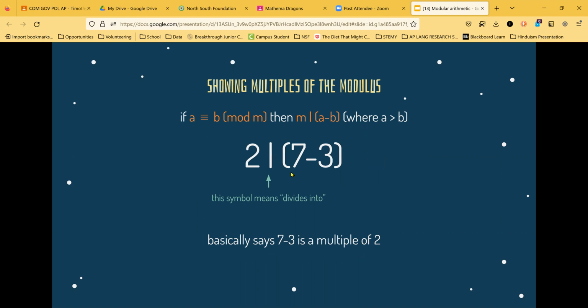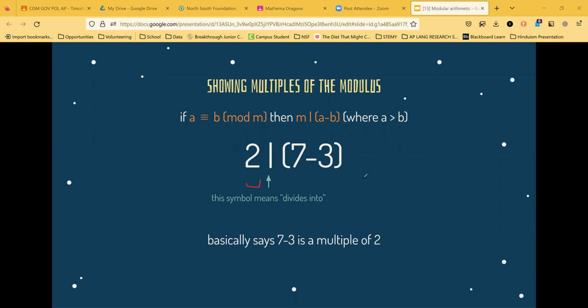So, showing multiples of the modulus: if A is congruent to B mod M, then M divides into A minus B. It might be confusing to look at this and understand what it means, because when you have just symbols and letters, it's hard to understand. So let's go back to that 3 mod 2 and 7 mod 2.